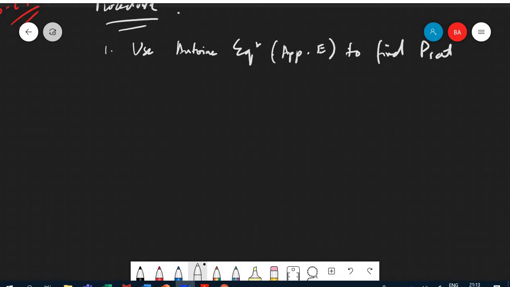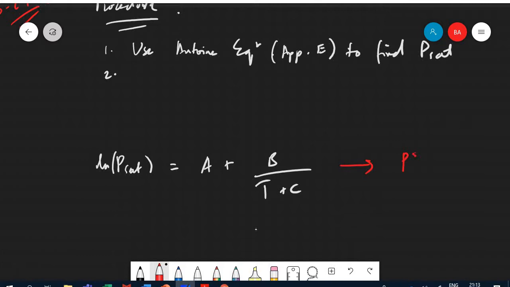And this is the equation where we say what? We say ln Psat, if you can recall this, ln Psat is equal to A plus or minus B over T plus C. So let me write it: A plus B over T plus C. Okay, so that is the equation, and then you're going to find Psat.